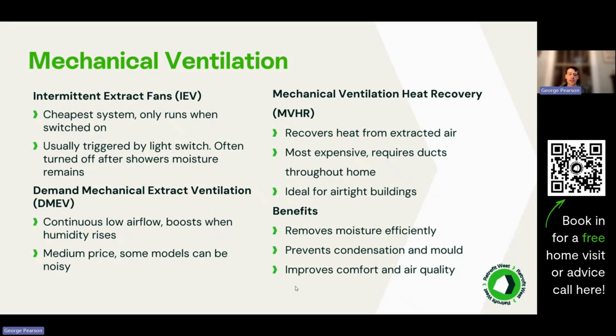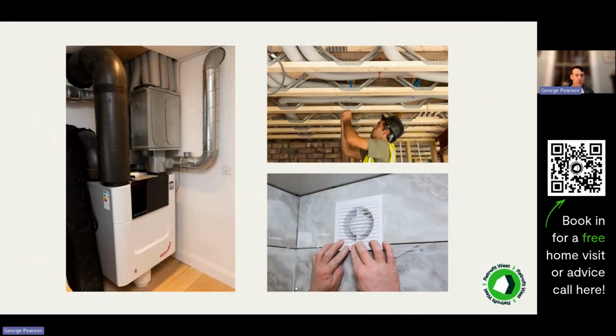If you want to look at a more sophisticated system, there are things like MVHR, which extracts stale air and moisture from rooms. It's a whole ducting system which has a centralized unit. There's a heat exchanger which recovers heat from any air that gets chucked outside. And it's really effective in airtight homes, but it's incredibly expensive. It's great if you want to go for all the bells and whistles, but it probably isn't a suitable option for everybody. I'm just conscious of time, so I'm just going to move on.